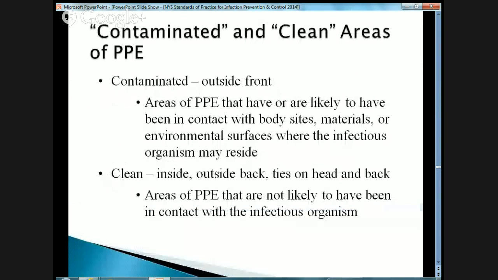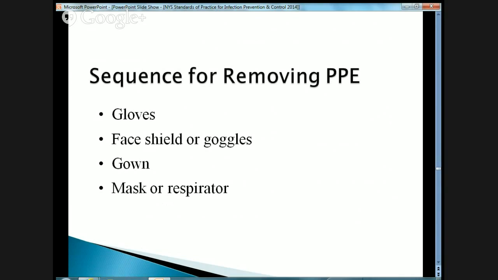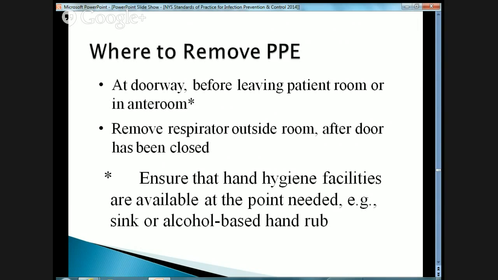Removal: we talk about the contaminated part of the gown or glove being on the outside, or the front. So always remove it by bringing the inside of it out when you're discarding it. That's to keep you safe. The sequence is gloves first, then goggles, gowns, and then the respirator last. Always leave it by the door. At the doorway, you should have a receptacle.